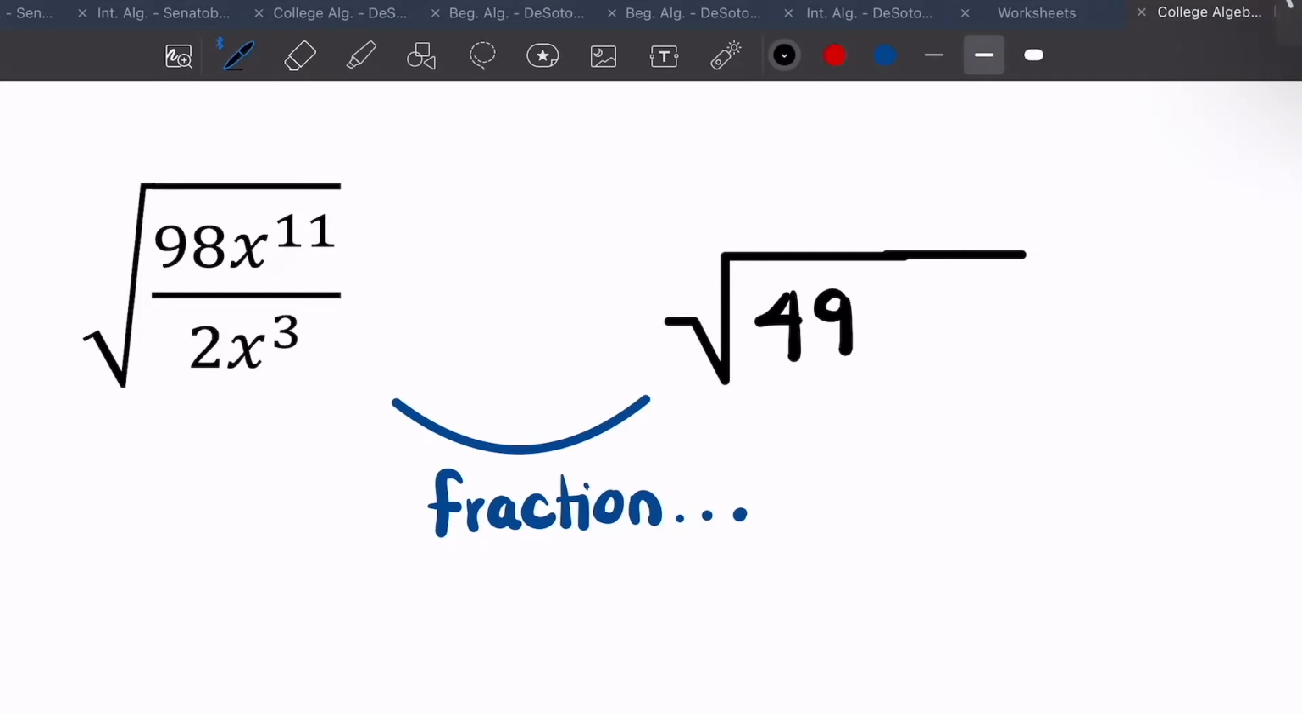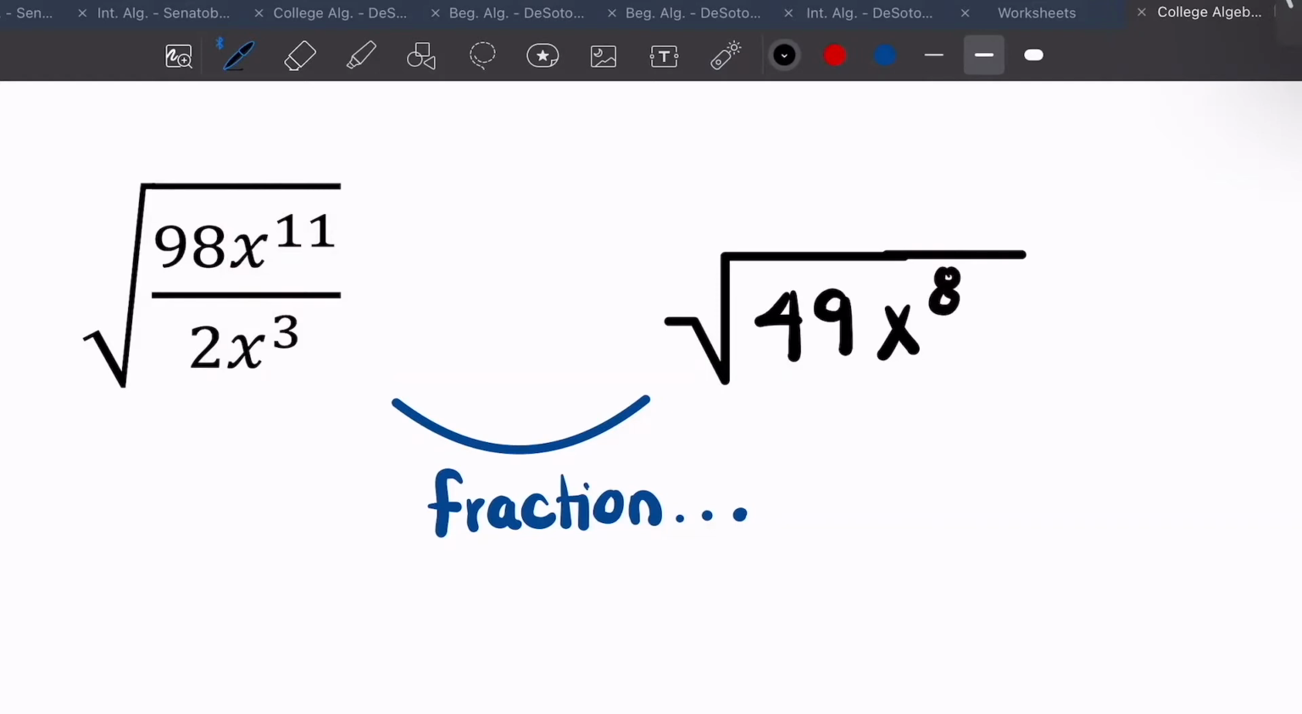Now you need to deal with your x's. And if you recall, if you are dividing like exponents, meaning you have an x and you have an x, so I have an x here and an x here, I'm dividing these two exponents. So I subtract my exponents, okay? So I'm saying x to the 11th over x to the 3rd. So I'm saying 11 minus 3. So I get x to the 8th.